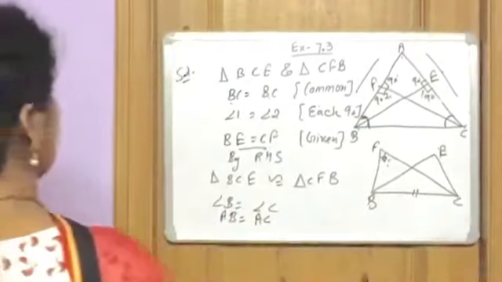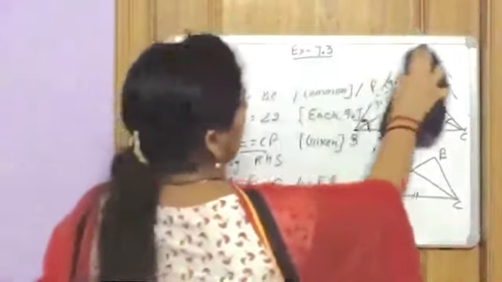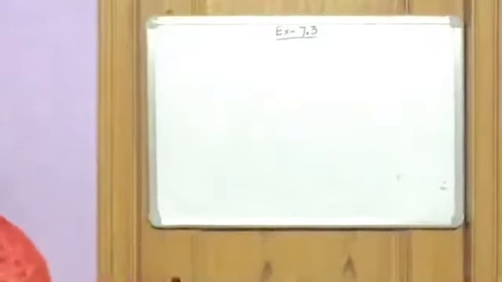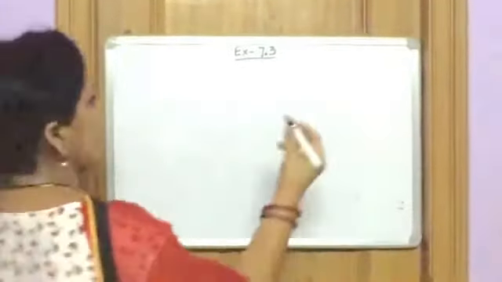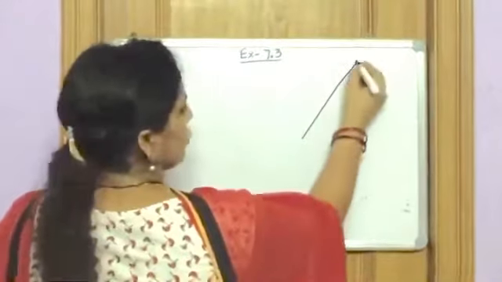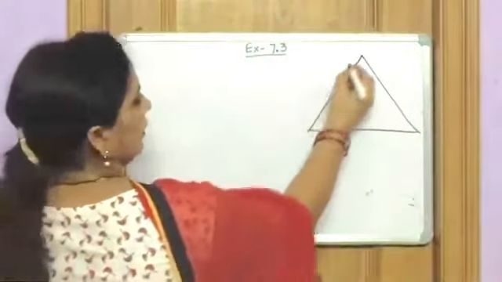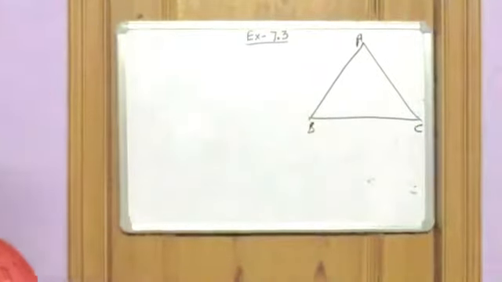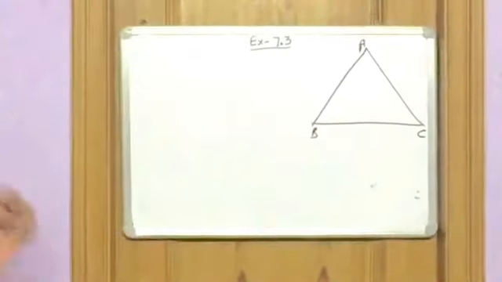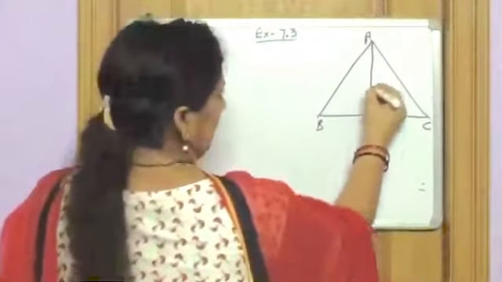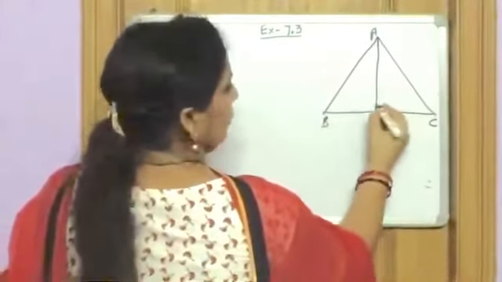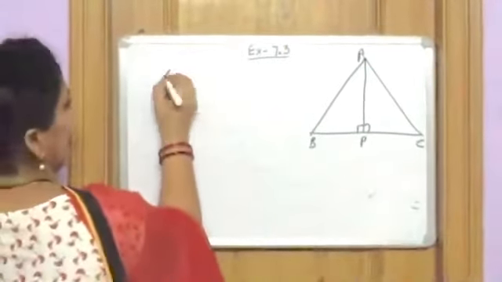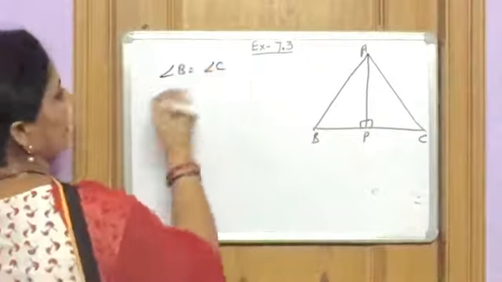Next question is, ABC is an isosceles triangle. This is given in the question. Again, this is a question of an isosceles triangle. ABC is an isosceles triangle. AP is an altitude, perpendicular on BC. You have to show that angle B is equal to angle C.